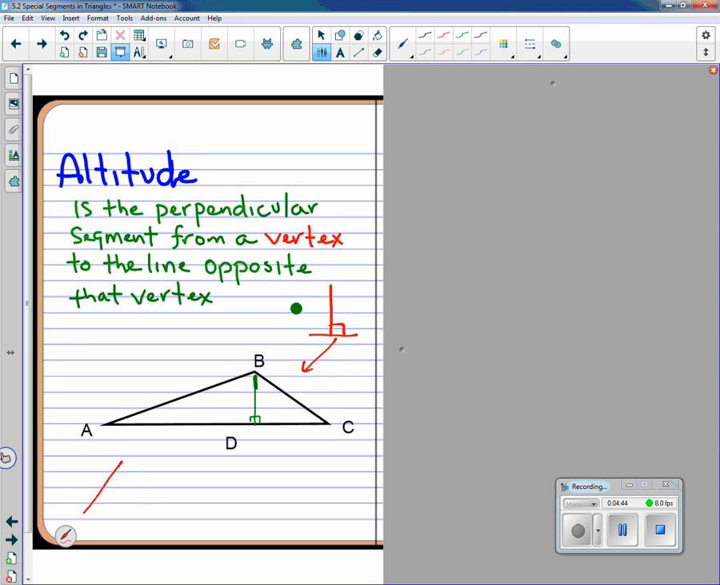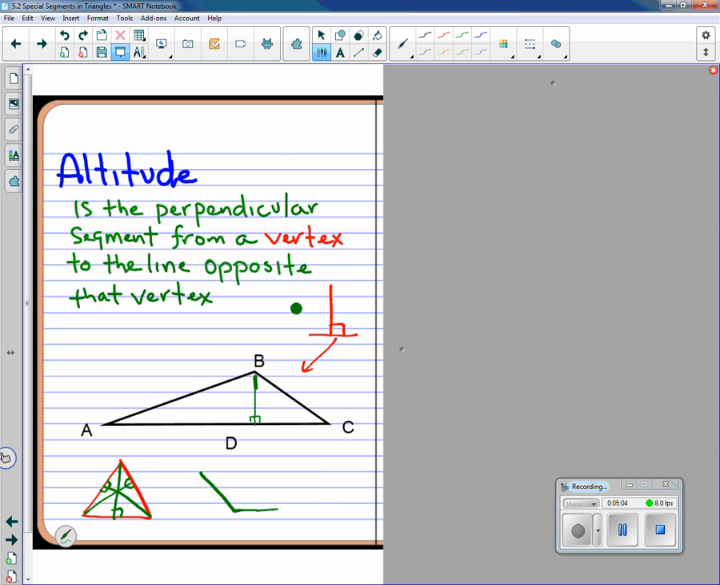So take a look down here. I have a triangle that many people would recognize as an equilateral triangle. So there's an altitude that goes from that vertex to there. There's another one that goes this way, and another third one that goes this way. As you can see, they all meet in the same point.